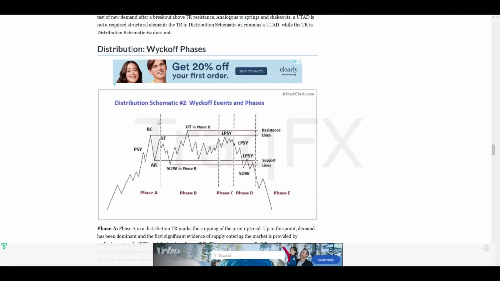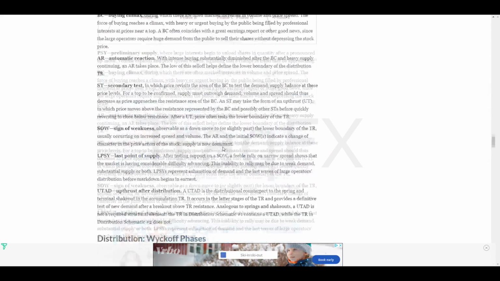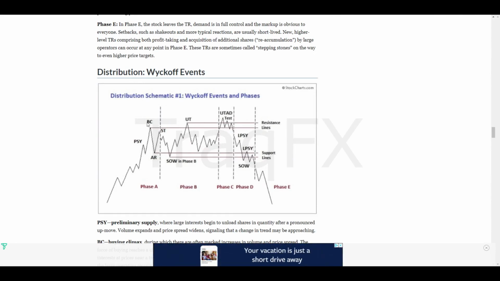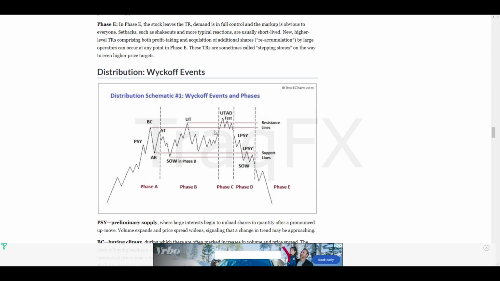So basically there are two different distribution schematics. All are the same, but one has a UTAD, one doesn't. In this case, you have the UTAD, an upper thrust after distribution, breaking above the UT, the BC, and the ST. So we have a 1, 2, 3, and then the fourth move up is that last move up. So we have 4 pushes above, 4 manipulations of the highs, and then we have that major markdown.